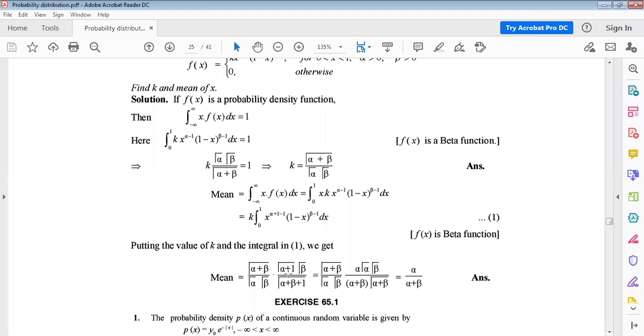Then this gamma of alpha plus 1 can be written as alpha into gamma alpha. Okay, so gamma alpha will be cancelled, and this will be the result. Gamma of alpha plus beta also cancelled, and this gamma of alpha plus beta plus 1, actually you can write as alpha plus beta into gamma of alpha plus beta. This is actually the result.